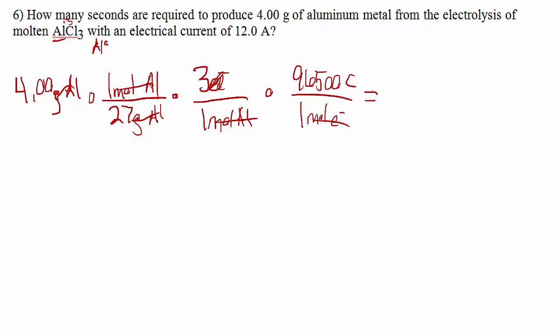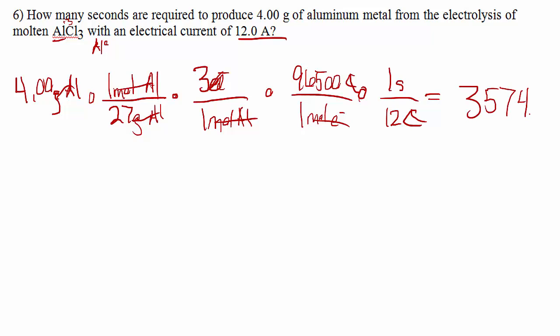Now I know, not an equal sign, my bad. Stop here. They tell me my amperage. So I know that in 1 second I get 12 coulombs because it's 12 amps. And then I plug and chug. The coulombs cancel out, and I'm left with seconds. Plug and chug, 3.574 seconds, aka 3.57 times 10 to the third seconds.